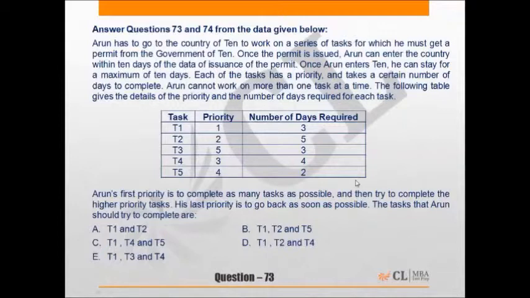As per the given information, the maximum number of days for which Arun can stay in country 10 is 10, and his priorities are to first complete as many tasks as possible, and after that take care of the priority of tasks, and his last priority is to go back as soon as possible. So for the given options we can check two things. First is the number of days taken to complete the tasks, and second is the sum of priorities.